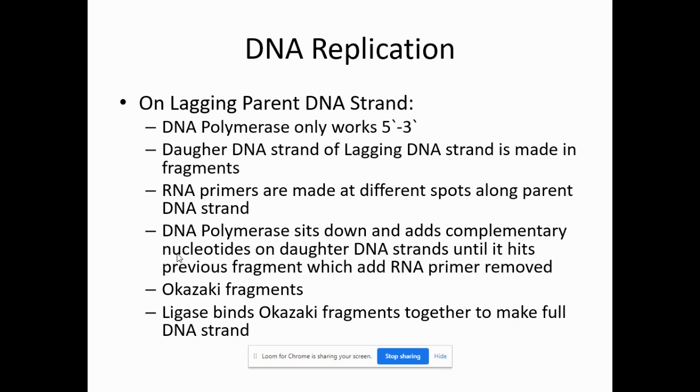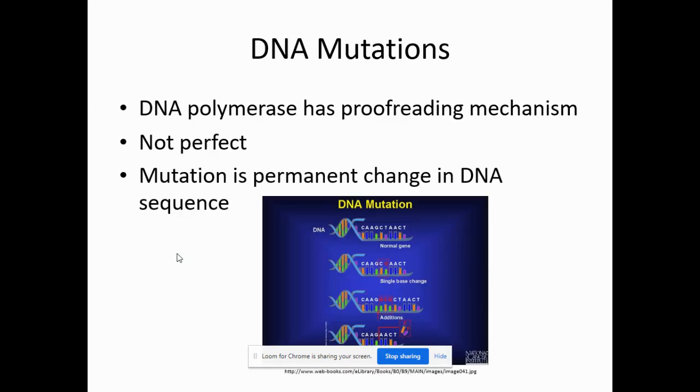Those fragments actually have a specific name. They're called Okazaki fragments, because a married couple named Okazaki discovered how DNA replication was done on the lagging strand. DNA polymerase doesn't bind those fragments together into one new daughter strand. There's another enzyme called ligase. The ligase will come in and bind the Okazaki fragments together to make the full daughter strand that is complementary to the lagging parental strand.